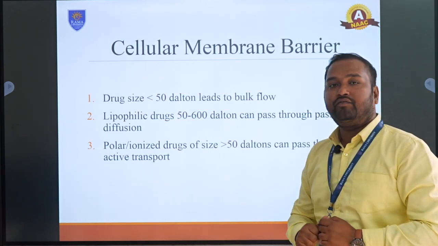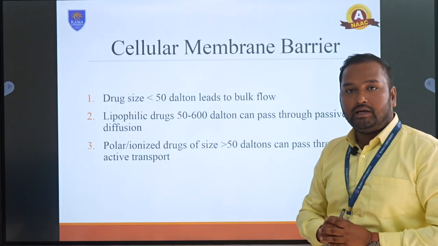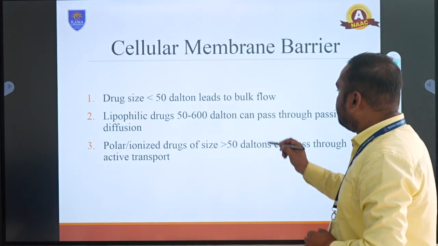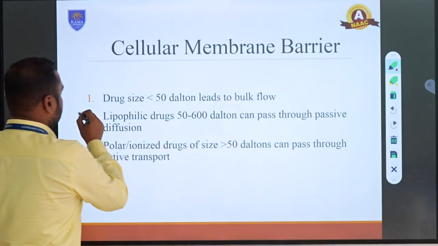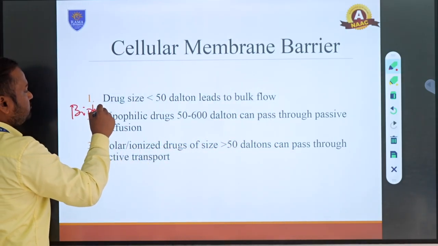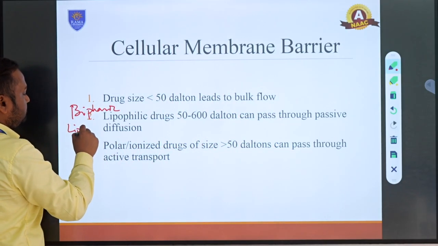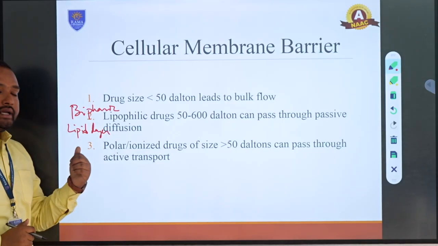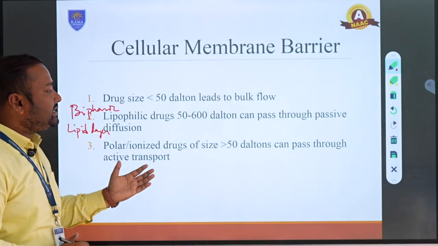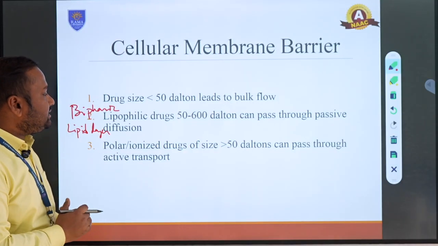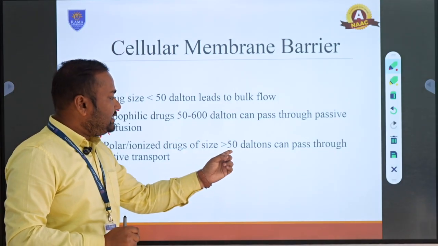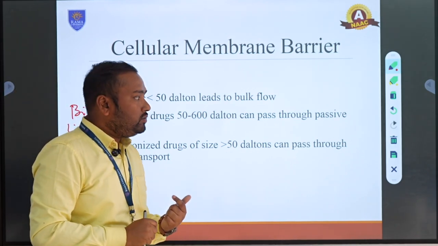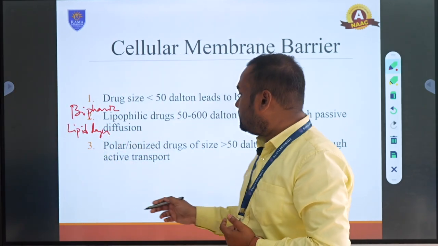Then let's see our first barrier, the cellular membrane barrier. Our cellular membrane is basically made up of a biphasic lipid layer. That's why only lipophilic drugs can pass through our cell membrane rather than hydrophilic drugs. Also, molecules larger than 50 Dalton can pass only through active transport; no passive transport of the drug can take place.